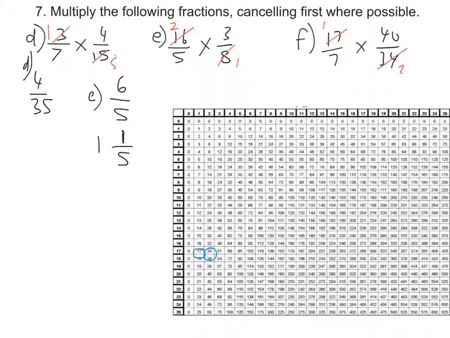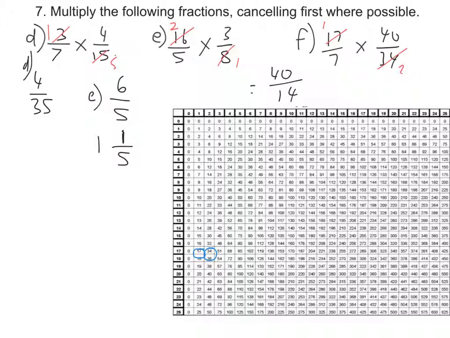So can I simplify going this way? No, I can't. You won't find any number here, any multiples in the same row that have the 40 and the 7. So I can't simplify this way. So I go ahead and I multiply horizontally. So I get 1 multiplied by 40 is 40. And 7 multiplied by 2 is 14.